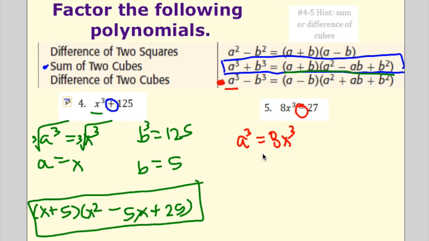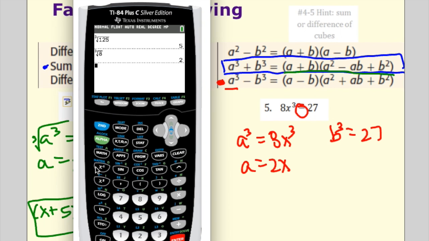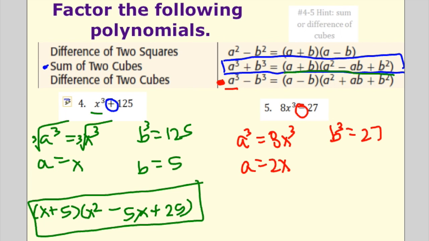So that means that a is equal to the cubed root of 8, which is 2, and the cubed root of x to the third, which is x. b cubed is equal to 27. The cubed root of 27, most of you probably know is 3, but if you don't, once again, we go math, number 4, and I type in 27, which is 3. So my b is equal to 3.